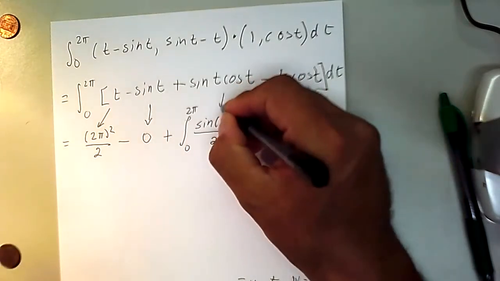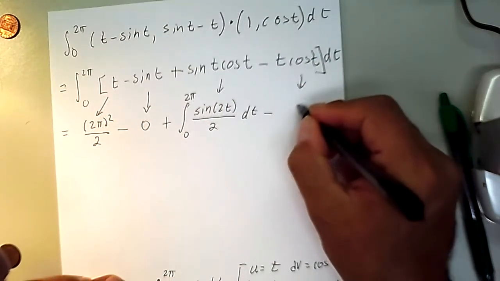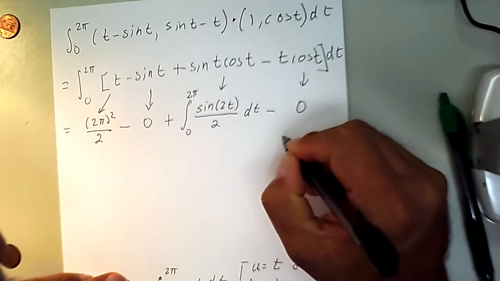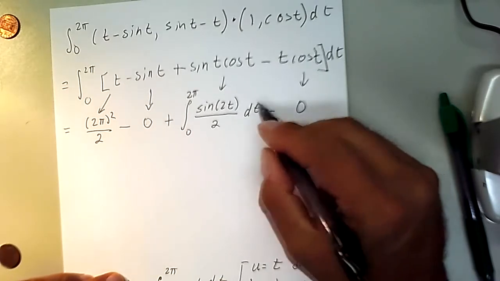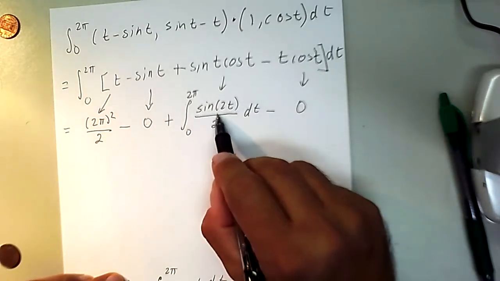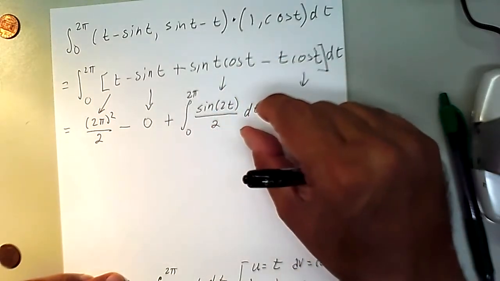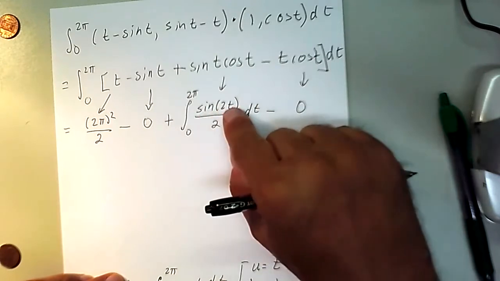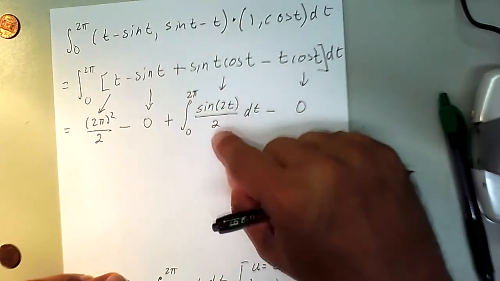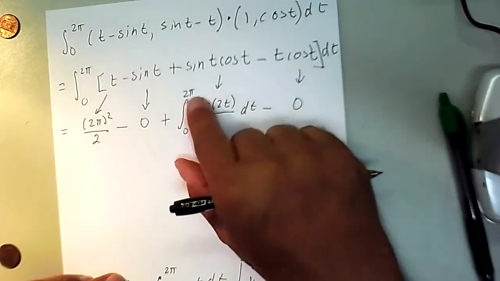So this comes from that. That's going to be 0. And now let's think about this. This is a sine of 2t divided by 2, which means that the amplitude gets down to half. But we have a sine function with the frequency of 2, so 2 full waves per 2 pi.